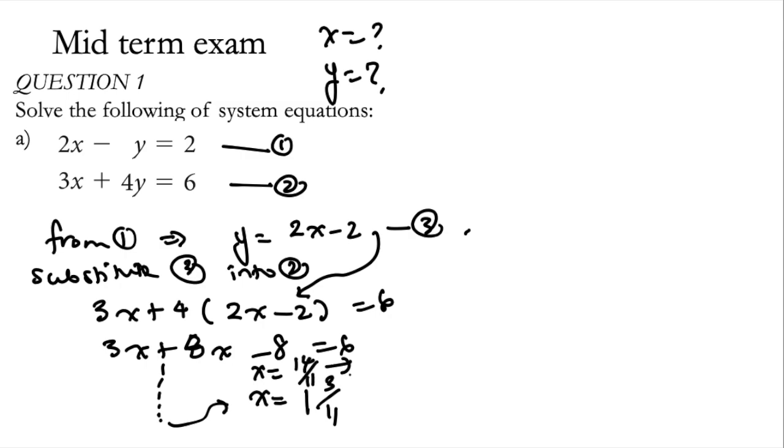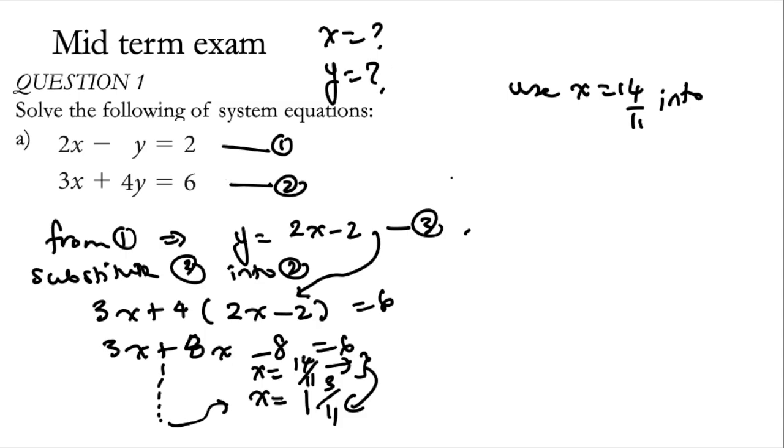This is unfinished work. You need to simplify it further until you get this. Now, once you get this, you can use the unfinished work to solve for y. And to solve for y, use x equivalent to 14 over 11 in whichever you want, either equation 1 or equation 2.